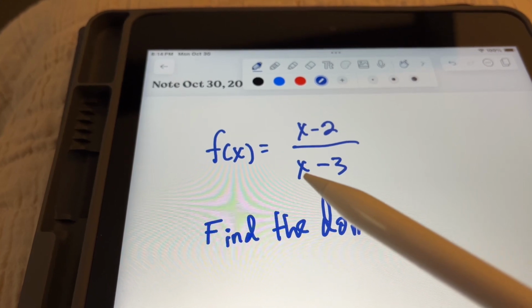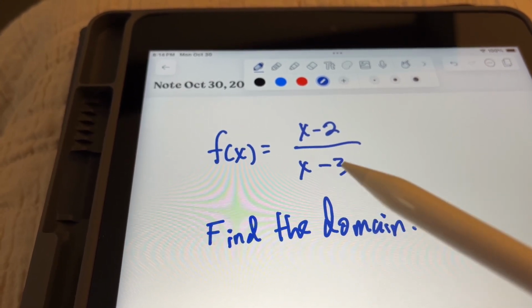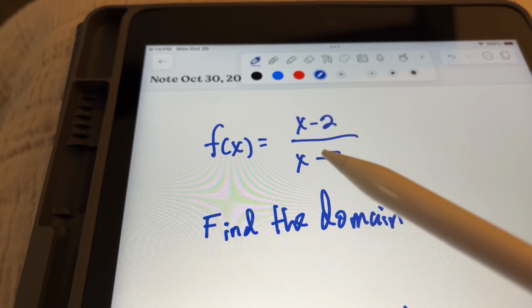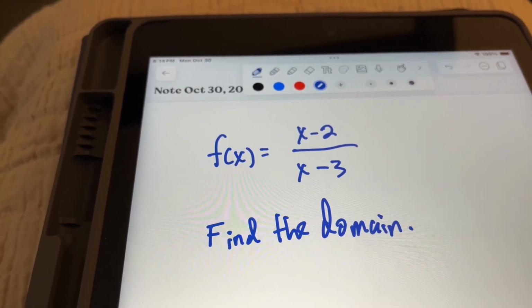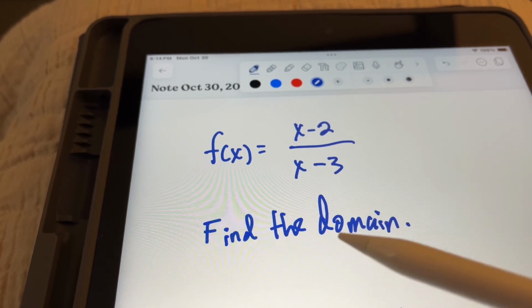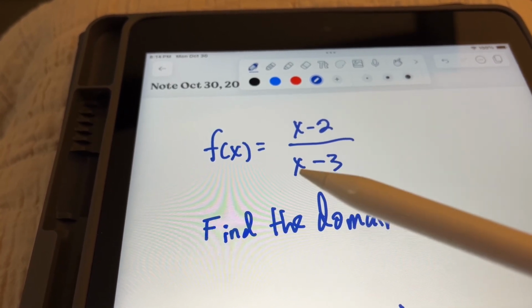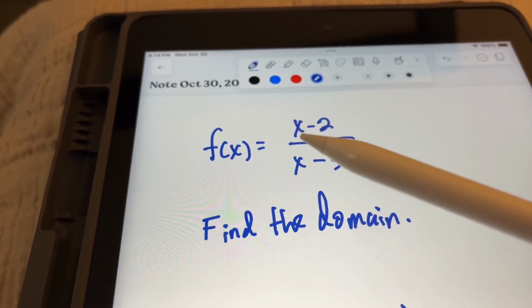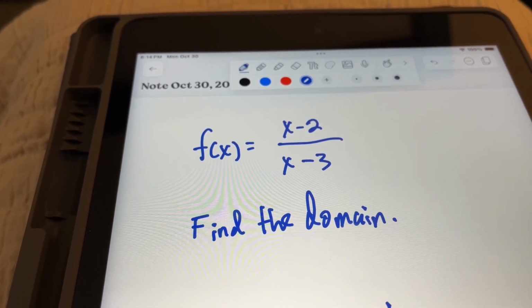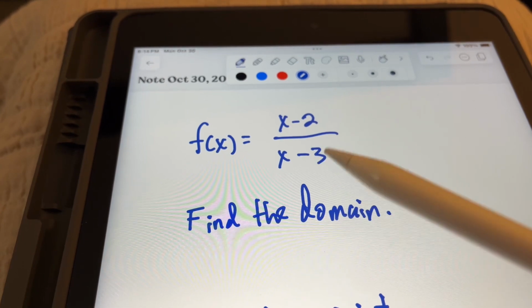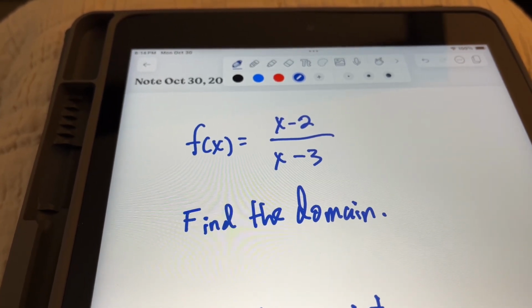Because if you did, down here on the bottom, you would have 3 minus 3, which is 0. And in mathematics, you can't divide by 0. So you wouldn't be able to get a real number answer if you use 3 for x. Now 3 up here would be fine. 3 minus 2 is 1, so you'd have 1 on the top. But on the bottom you'd have 0, and you can't do 1 divided by 0.